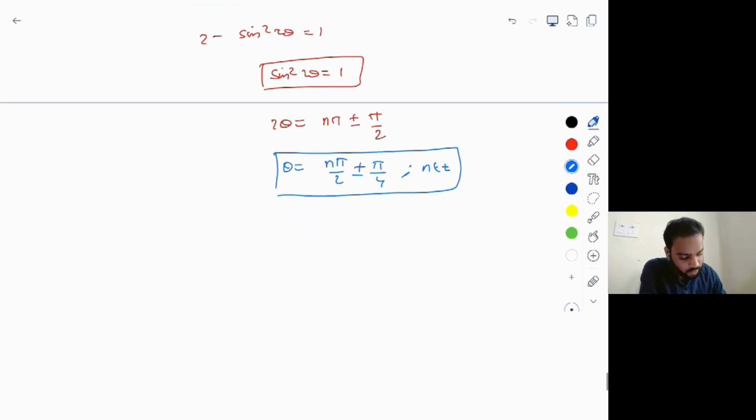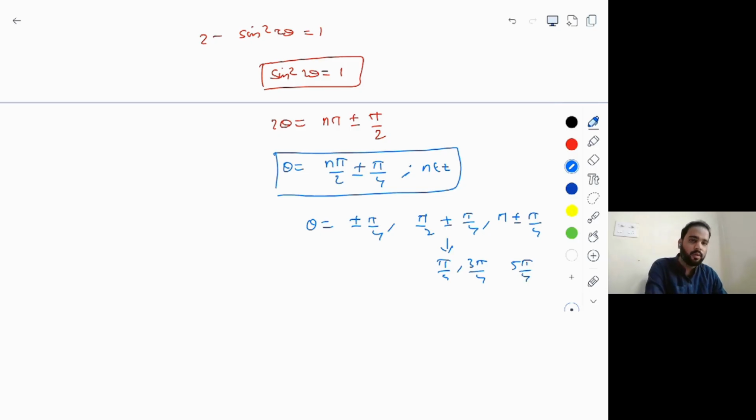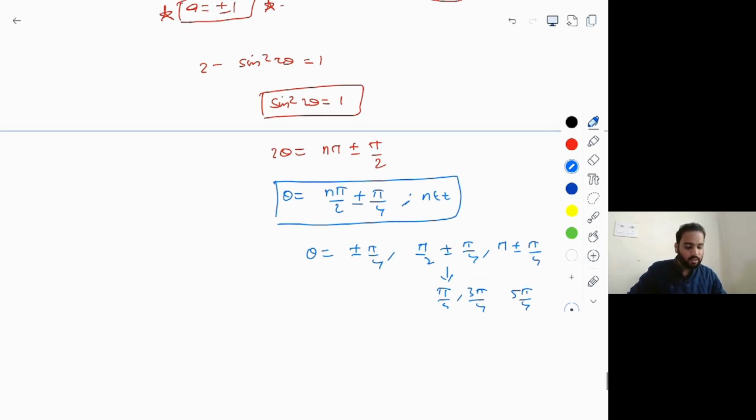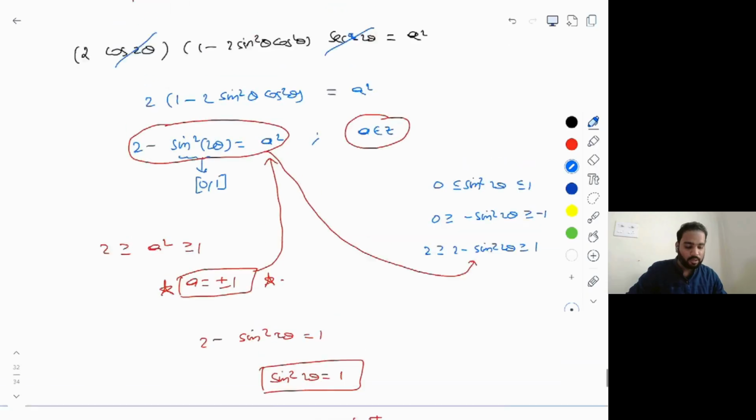For example, if I put n = 0, you get θ = ±π/4. And if I put n = 1, then I will be getting π/2 ± π/4, which is nothing but π/4 or π/2 + π/4, which is 3π/4. And let's say I'm putting n = 2. Then I will get π ± π/4, which is nothing but π/4 or 3π/4. So very clearly you can notice that when you start writing the solutions of this equation, you are getting all odd multiples of π/4.